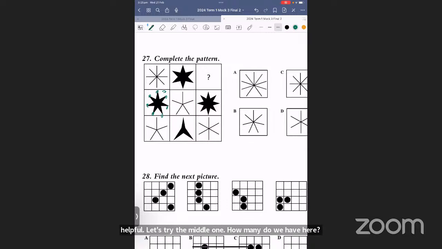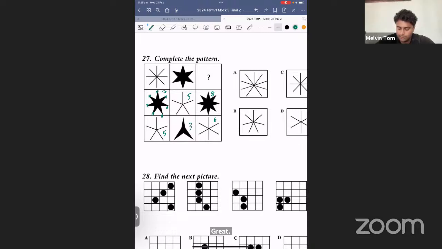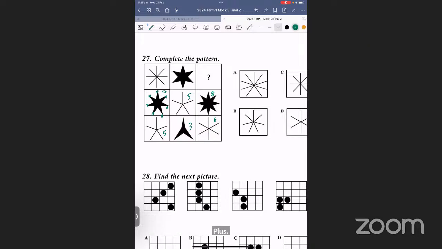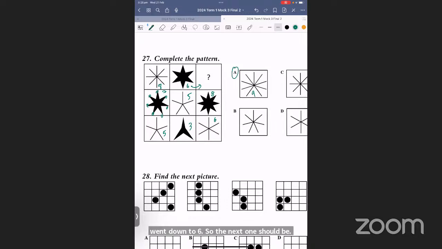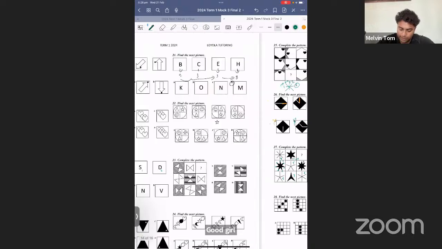7. Yep. Then? 5. And then? 8. Awesome. And the last one, we have 5, 3, and then 6. Do you see a pattern, Aaron? -2 +3. -2 +3. Do you see that? Awesome. So the top one, we started off with 8, then we went down to 6. So the next one should be? 9. Good.